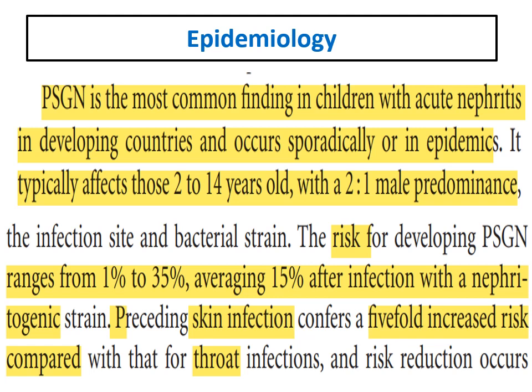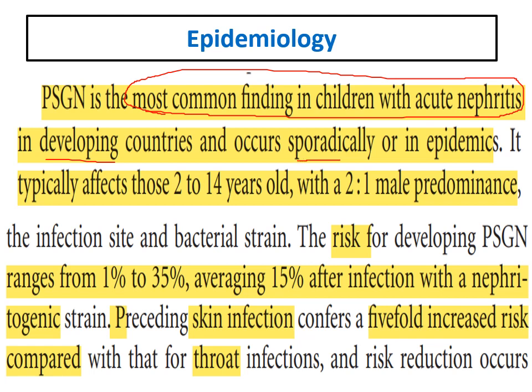Post-streptococcal glomerulonephritis is the most common cause of nephritic presentation in children in developing countries, and it can occur sporadically or in epidemics. The typical age is from 2 to 14 years of age, with a slight male predominance of 2 to 1. So it is the most common cause of nephritic syndrome in children.